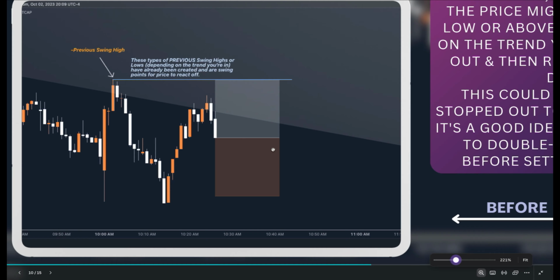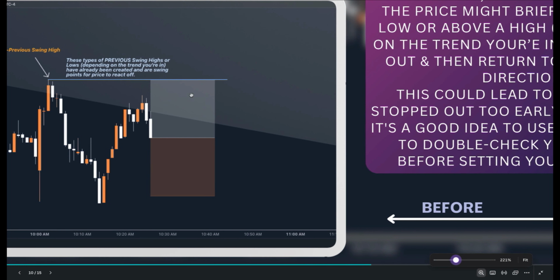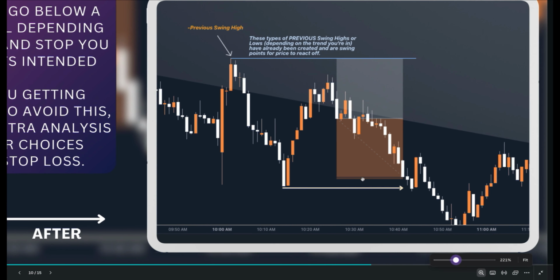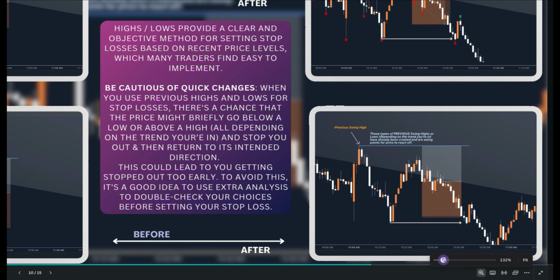I entered on this area, right? Set my stop loss above the most recent high. And what did price do? Came down and ended up hitting TP again as well. You get the picture, right?